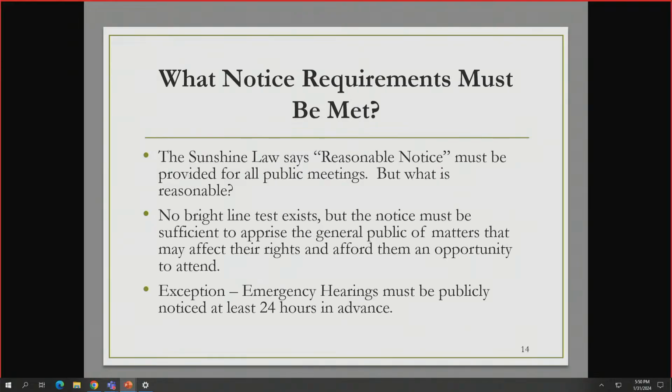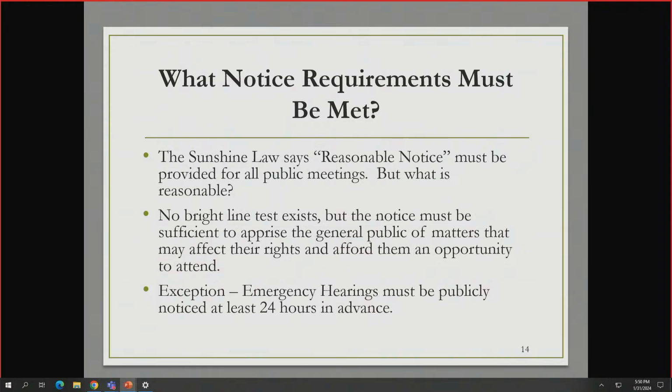Next slide. What notice requirements must be met? The Sunshine Law says reasonable notice must be provided for all public meetings. What's reasonable? There's not a bright line test. The notice must be sufficient to apprise the general public of matters that may affect rights and afford them an opportunity to attend. Generally, we do, I think, 8-day notices here, but understand for Sunshine purposes, pure Sunshine, not subject to our policy, 48 hours has been deemed to be appropriate. If there's an emergency hearing, as is noted, it's 24 hours.